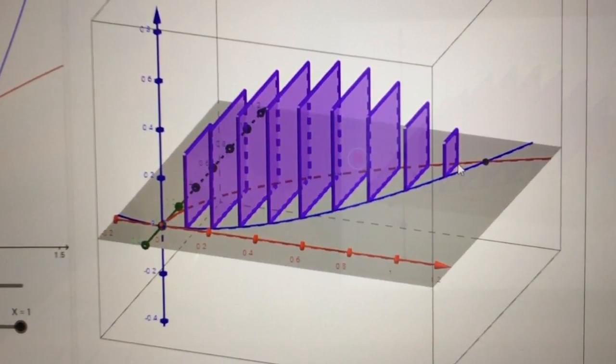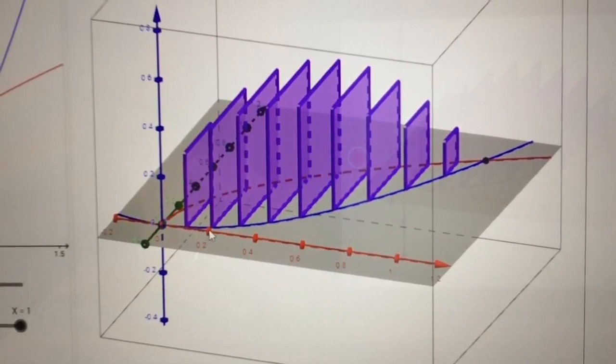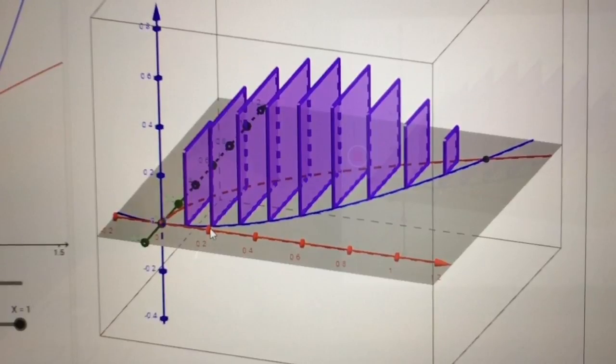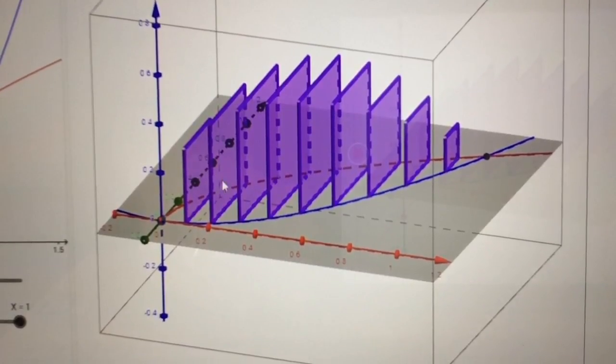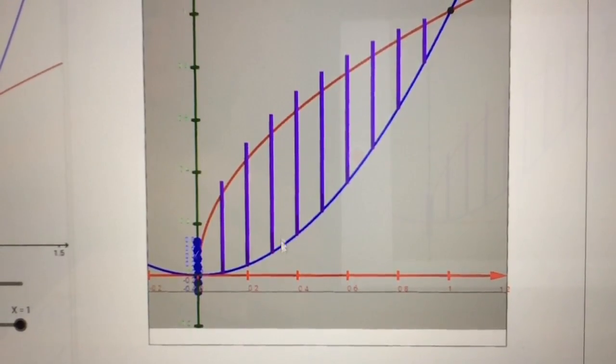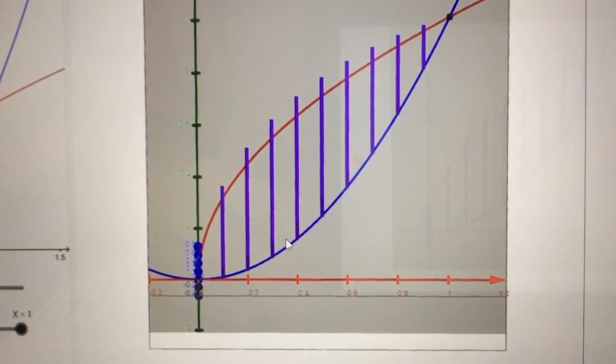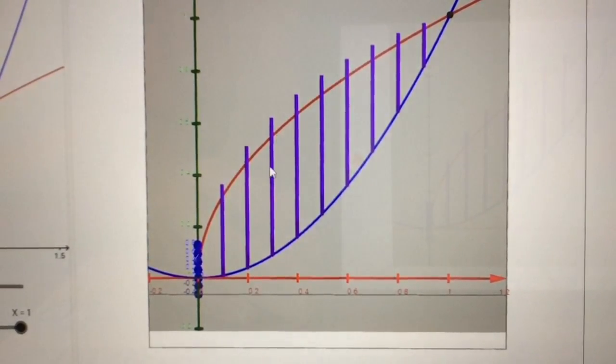As you can see, we take a line, go all the way across. The thickness of each square is dx. The area of each square, of course, is just this distance. And again, what is that distance? Well, if you take the top curve minus the bottom curve, in this case, it'd be the square root of x minus x squared. That's this purple distance that you're looking at here.